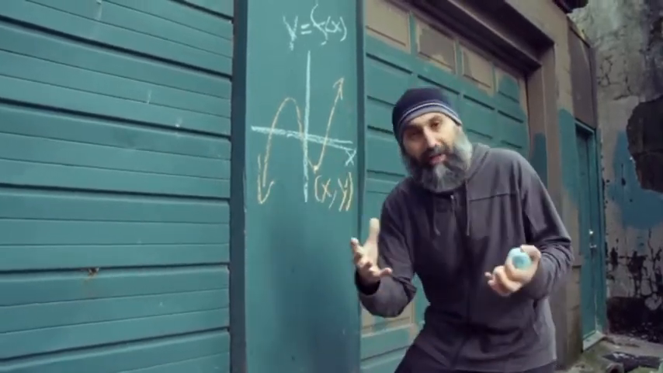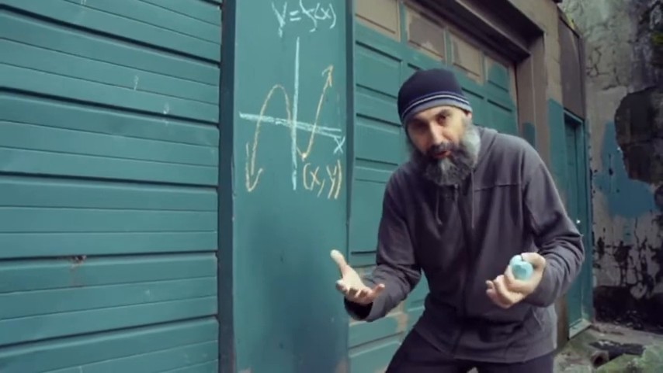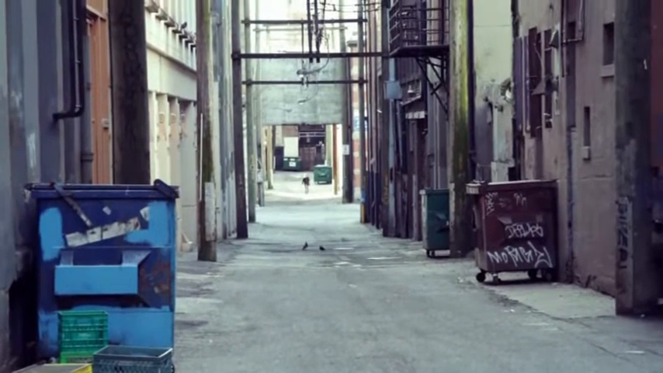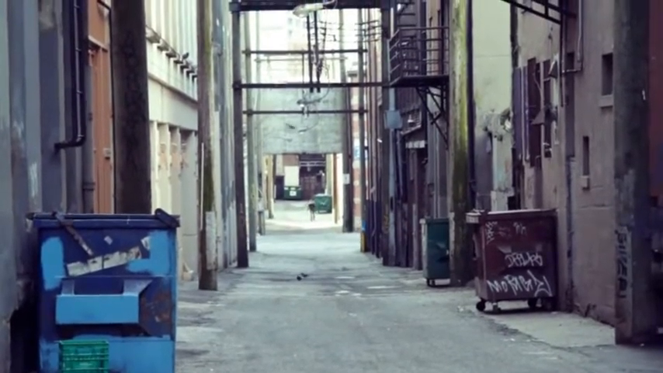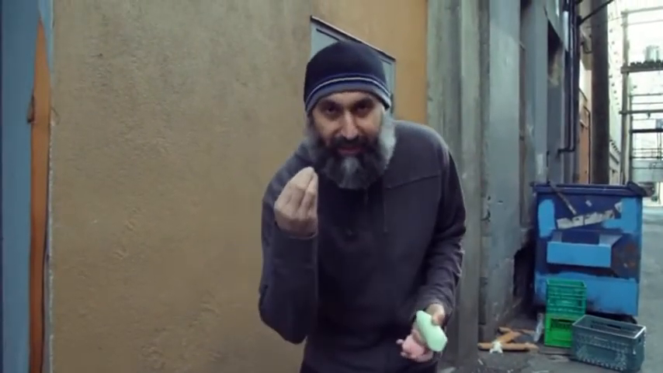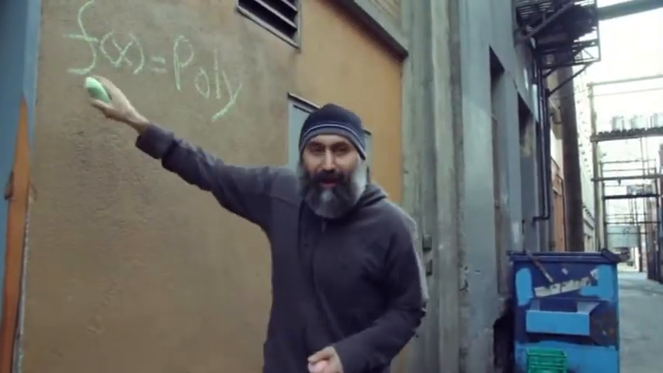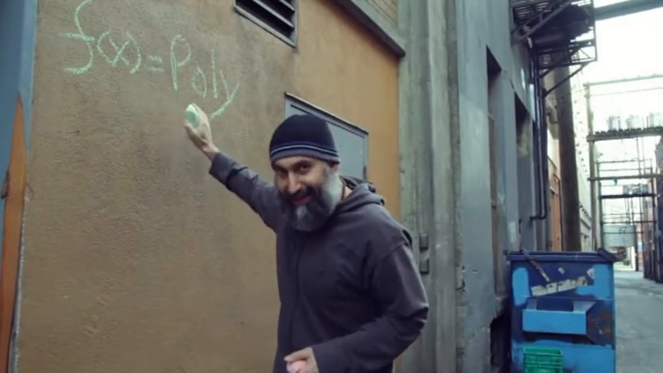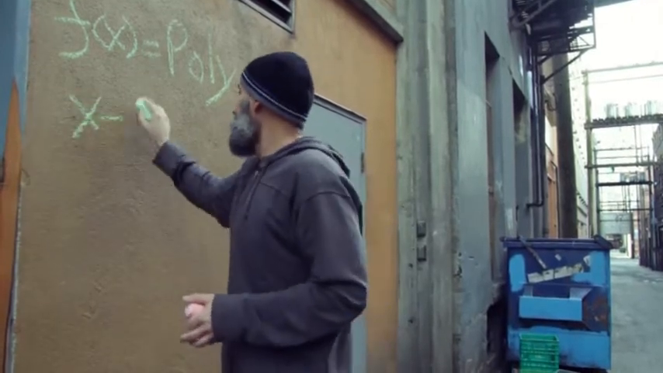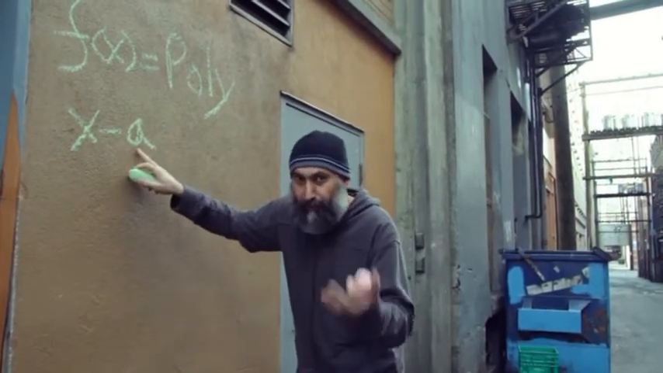Let's go to another wall and lay this down to see what it looks like mathematically. So what does the remainder theorem tell us? The remainder theorem states the following: if you have f of x, which is a polynomial function, and you divide x minus a into it, where a is an element of the real number set.